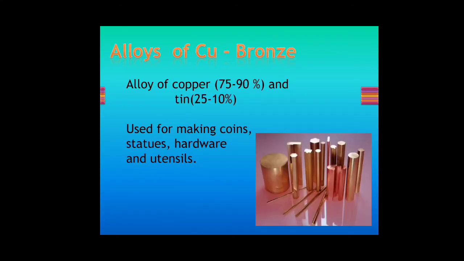The next alloy of copper is bronze. You must have heard of bronze as in bronze medal. So how is it made? It is made from copper and tin. Copper should be in the ratio of maybe 75 to 90%, and the remaining part of it is tin. That alloy is called bronze. It is used for making coins, statues, hardware and utensils, different decorative items, and also, as we know, medals.